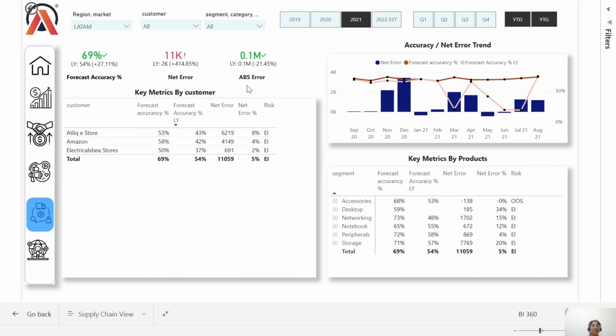Then moving to the ABS error. Compared to last year, this year is the same. This year is showing the green color, which means a lower ABS error, meaning more consistent and stable forecasting. And then moving to the line chart here. Here I am using a column and line chart. The column bar indicates net error and the line chart indicates forecast accuracy, for the current year and the last year. Compared to last year, this year we have improved our forecast accuracy, making it more reliable.